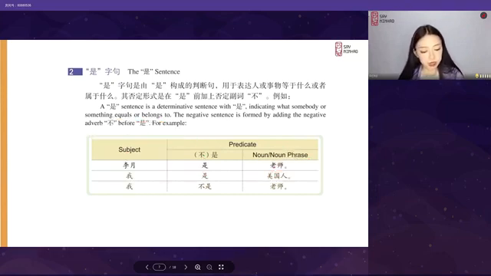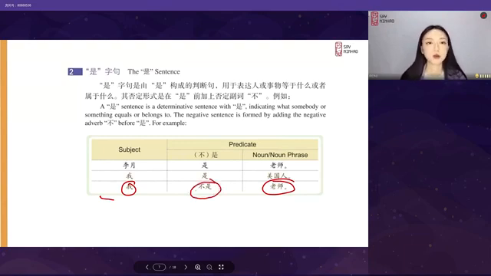Now let's see the last example, which is the negative form of 是: 我不是老师. 我 is the subject. 老师, teacher, is the noun acting as an object. And 不是 here is the verb. The sentence actually means I am not a teacher. Okay, try to make a sentence.